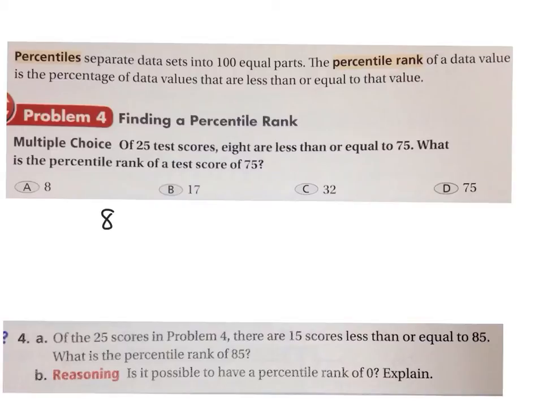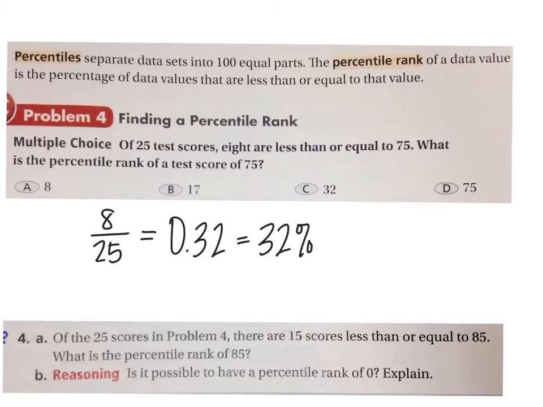So 8 out of 25 are less than or equal to a 75. So if you divide that, you get 0.32, which is the same thing as 32%. Now obviously you want to move it to a percent since we're talking about percentiles. So that means that 32% of the people who took the test made less than a 75. So that would be in the 32nd percentile range.